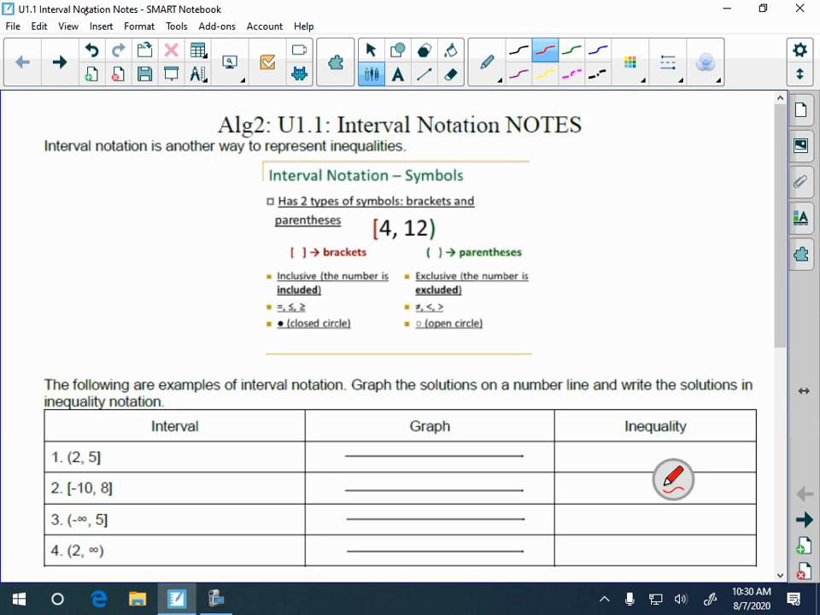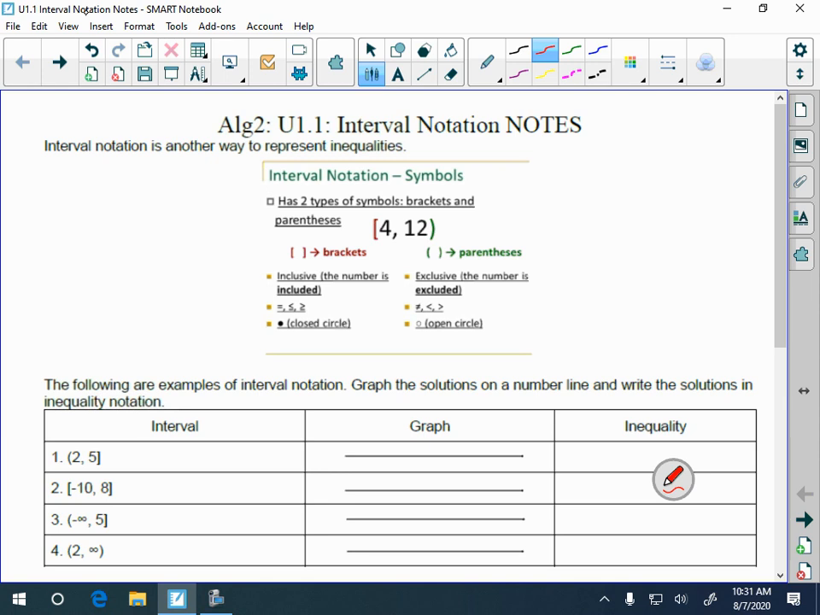We use brackets and parentheses. Brackets are typically used when the number next to the bracket is a solution to the problem we're talking about. Parentheses typically are used for numbers that are not solutions. When we talk about infinity and negative infinity, we always use parentheses, so never use a bracket on those. Let's go ahead and do some of these problems. A lot of this should be review from Algebra 1.